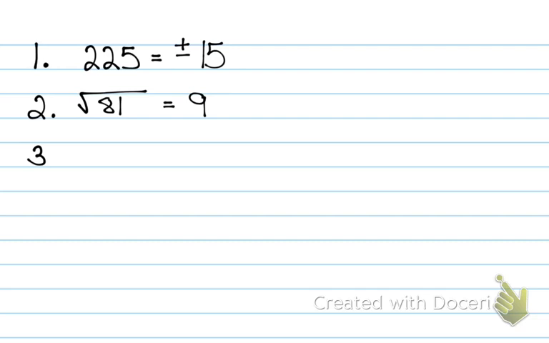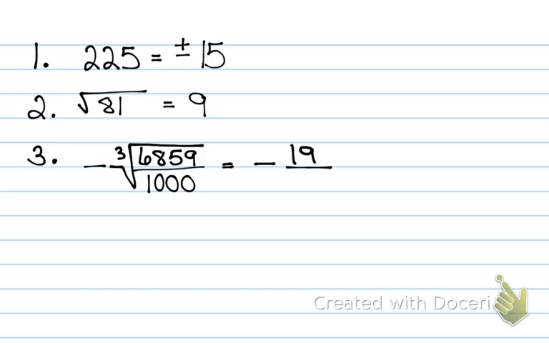Okay? Number 3. The negative cubed root of 6,859 over 1,000. Do not write your answer as a decimal. Keep your answer as a fraction. Use your calculators. There's no work you need to show. What's the cubed root of that fraction? No. I said do not write your answer as a decimal. Keep it as a fraction, okay? No mixed number, no decimal.